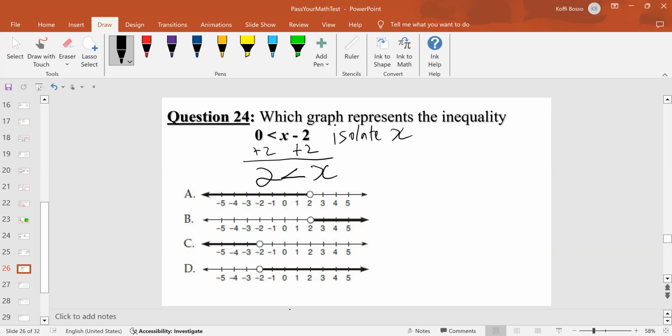This is tricky. 2 is less than x, right? So I'm looking for numbers such that 2 is less than those numbers. So x can take the value 3, because 2 is less than 3. X can take a 4, because 2 is less than 4. X can take 5, 6, 7, and so on. So this is telling me that the correct choice will be B.